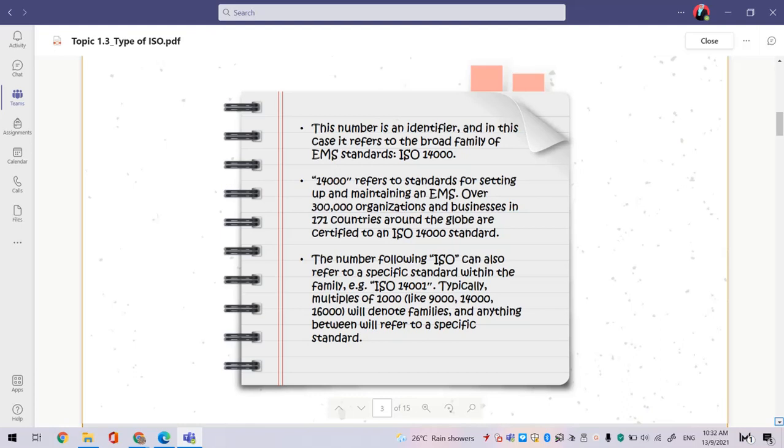Over 300,000 organizations and businesses in 171 countries around the globe are certified to an ISO 14000 standard. The number following ISO can also refer to a specific standard within the family, for example, ISO 14001. Typically, multiples of 1,000 like 9000, 14000, 16000 will denote families, and anything between will refer to a specific standard.